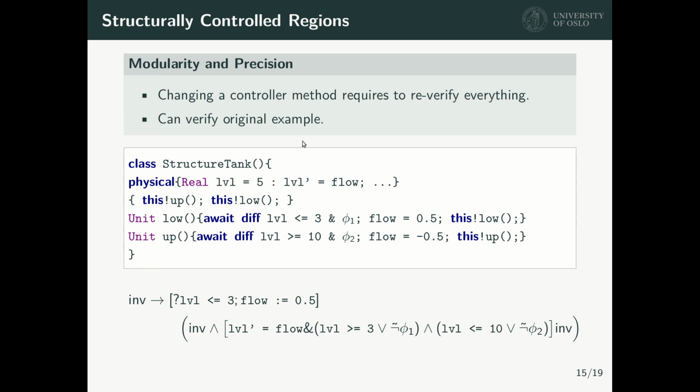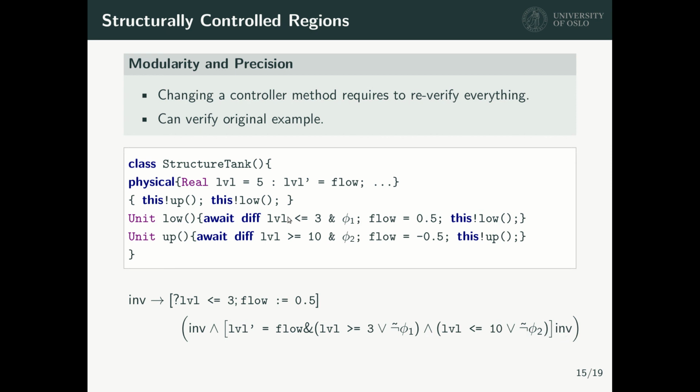I can now verify the original example. So this is the example from above, where I have shortened the flow condition here. Now what's the proof obligation for low? I assume the invariant. I can assume that I'm triggered. I have the translation of the method body, which is just that I set flow to 0.5. I prove that the invariant holds directly after executing the method. And now I show that while following the dynamics and neither triggering myself, which I call here, nor triggering the controller of up, which is defined here, I stay safe.